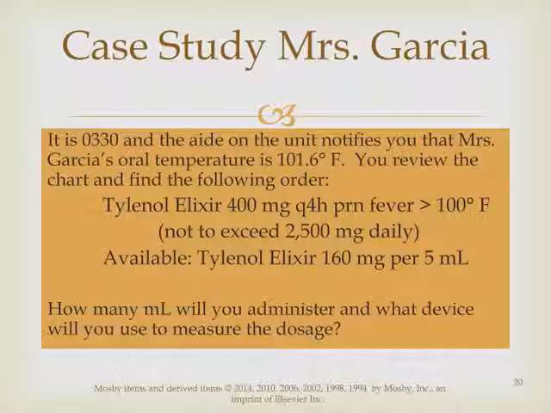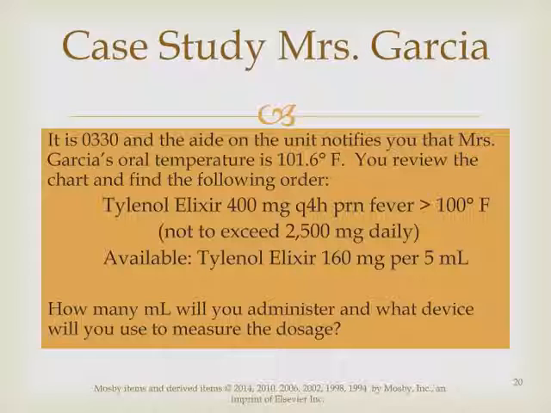Now here's another situation with Mrs. Garcia. It's 3:30 in the morning, and an aide on the unit notifies you that Mrs. Garcia's oral temperature is 101.6. You review the chart and find the following order. The patient can have Tylenol Elixir, 400 milligrams every 4 hours as needed for fever if it's greater than 100 degrees Fahrenheit, not to exceed 2,500 milligrams daily.